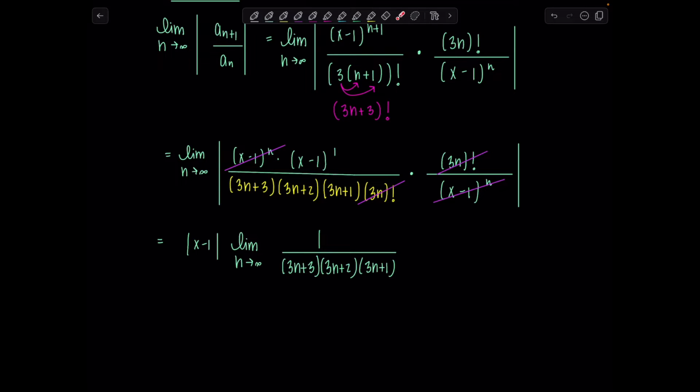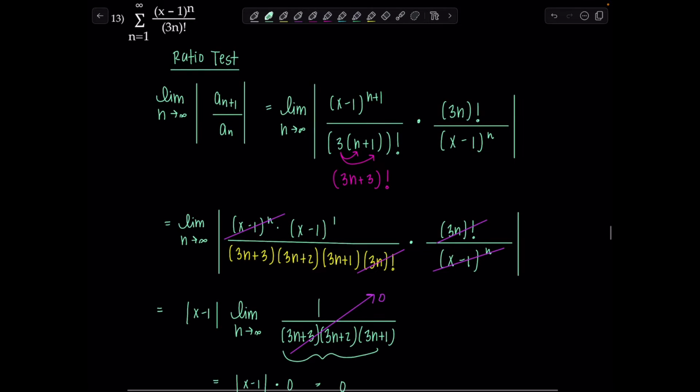This limit's not bad because n's going to infinity. The denominator's going to infinity. I have a constant in the top. So this whole thing's going to 0. Very good. So then I'm just left with absolute value of x minus 1 times 0, which is 0.